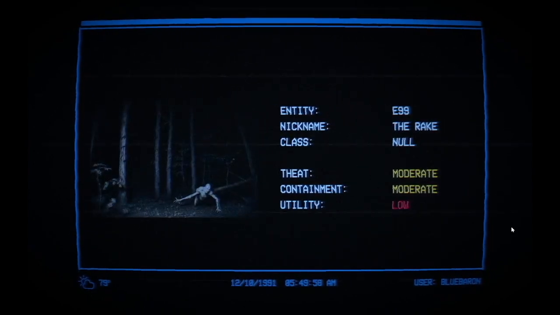Entity E59. Nickname, The Rake. Class, Null. Threat, Moderate. Containment, Moderate. Utility, Low.